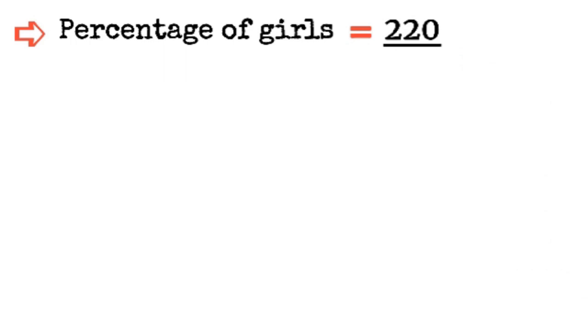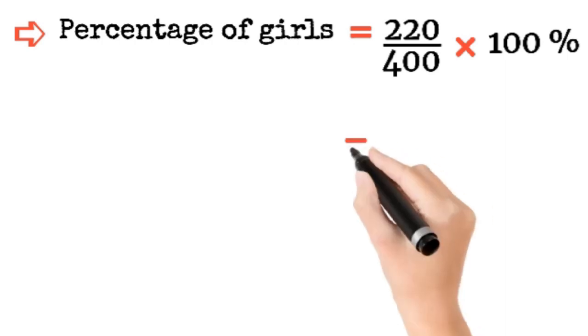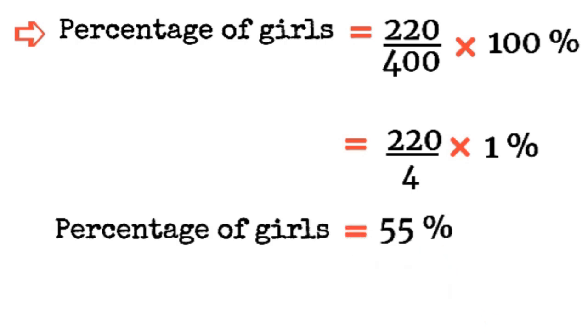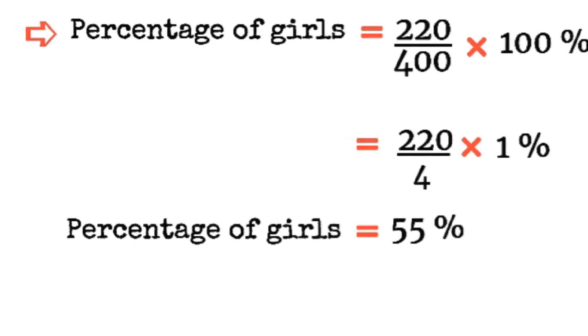The percentage of girls in the school is the total number of girls all over the total number of students in the school, multiplied by 100%. 400 cancels 100%, and the remaining is 1% over 4. And we will multiply the 220 by the 1% to get 220% over 4. 4 goes into 220 55 times. The percentage of girls is 55%. To get the percentage of boys, we subtract 55% from 100%, and the remainder will be 45%. So there is 45% of boys too.